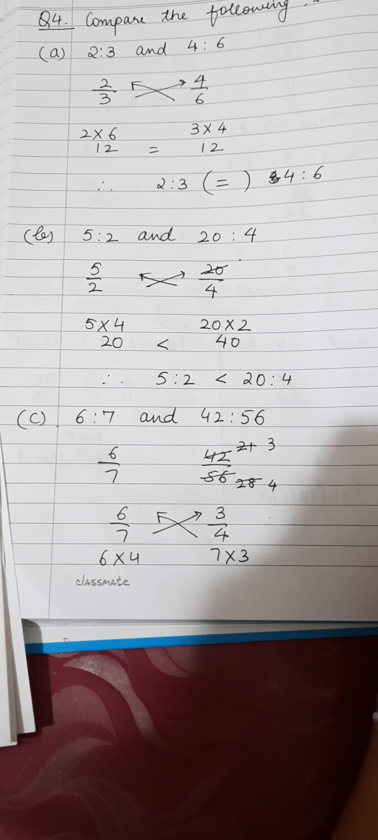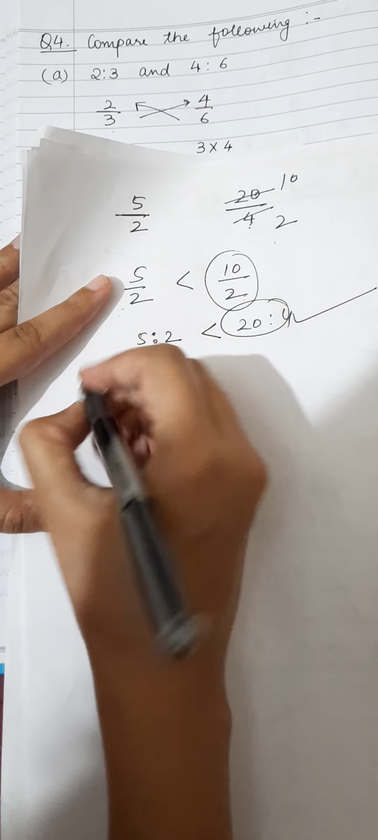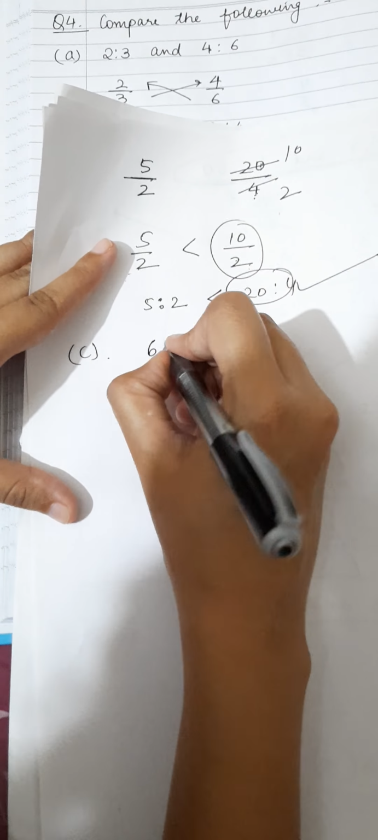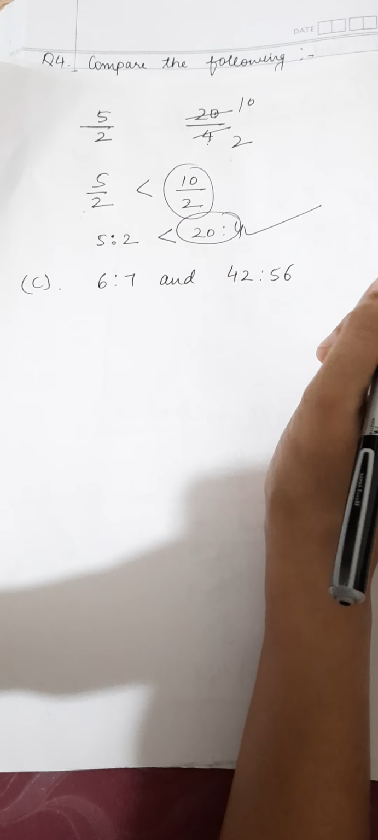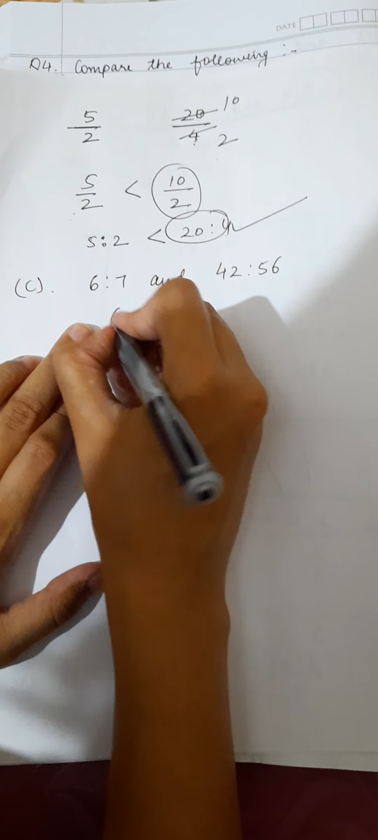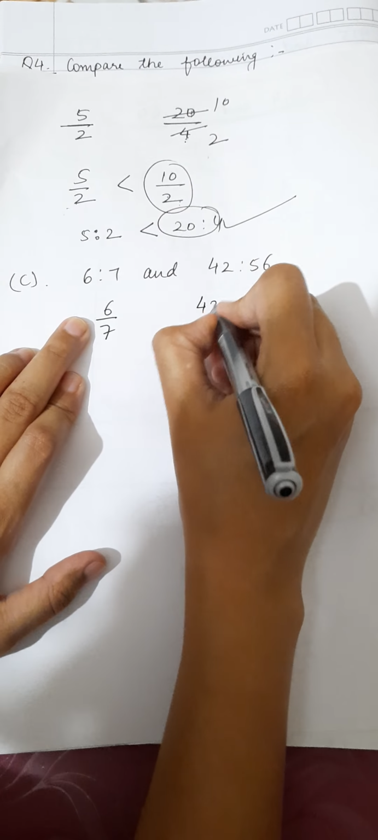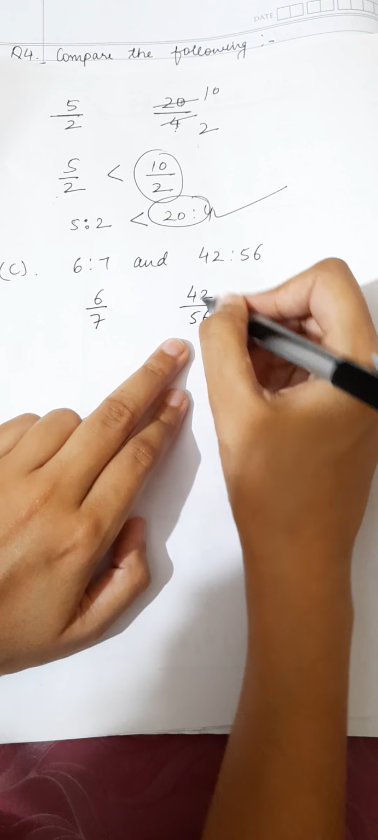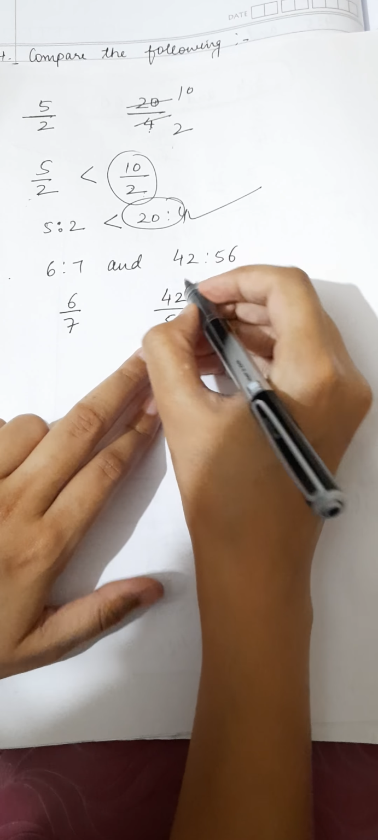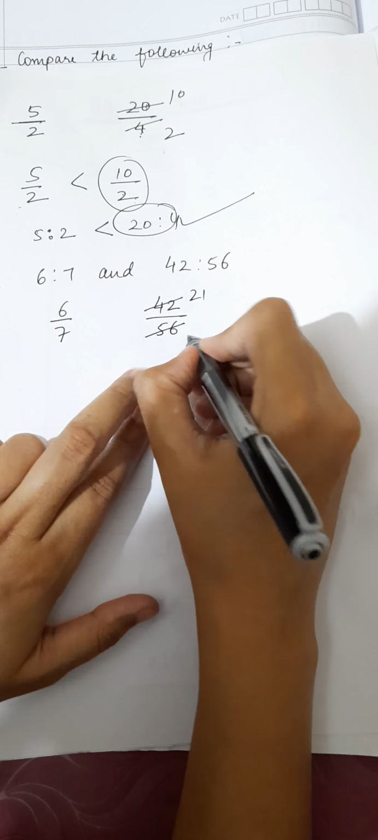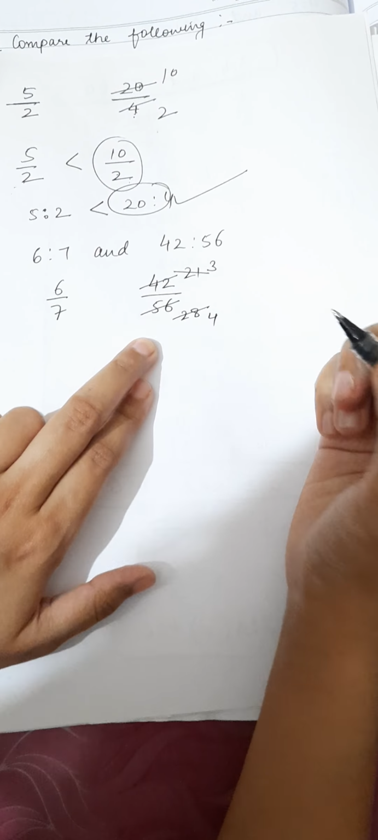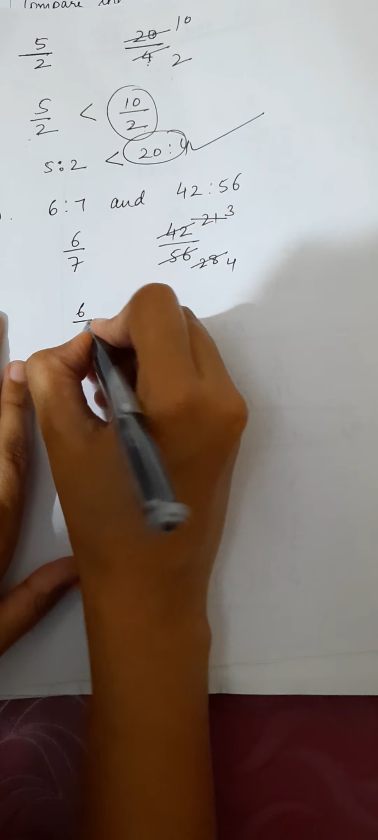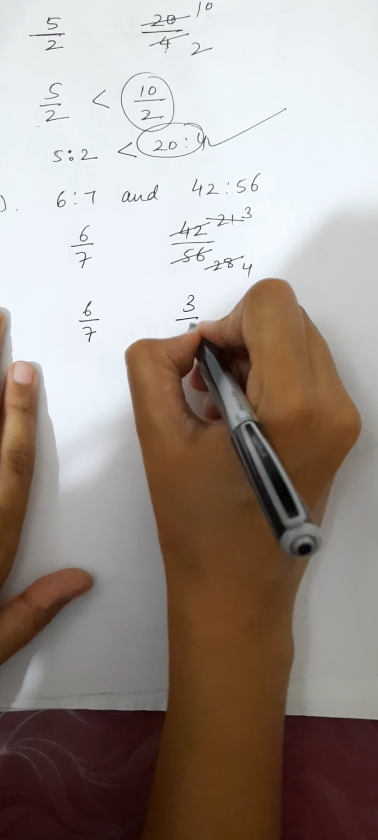Similarly, let's do the C part. The C part is 6:7 and 42:56. Now 6:7 means 6/7, 42/56. Now I can cancel firstly these two on the table of 2. 21, 28. 7 3s are 21, 7 4s are 28. Now this is 6/7 and 3/4.